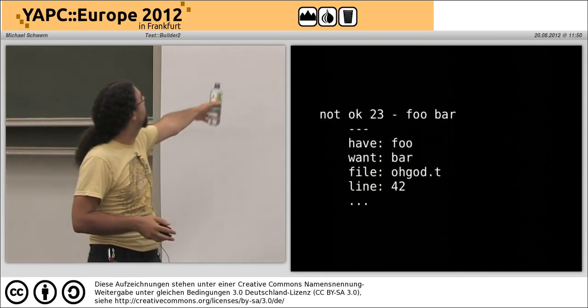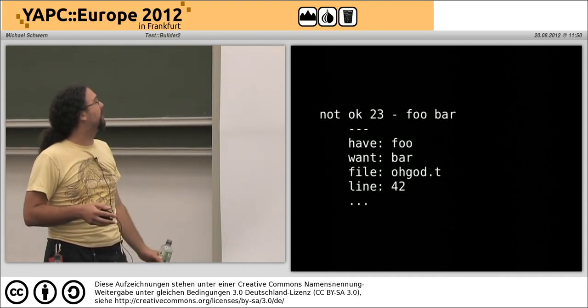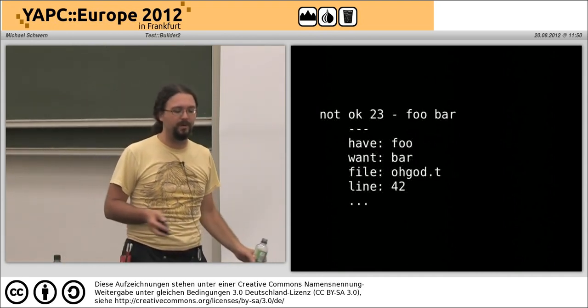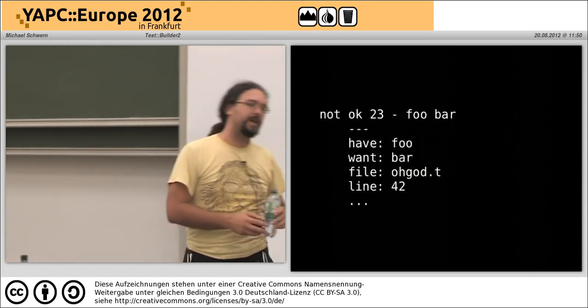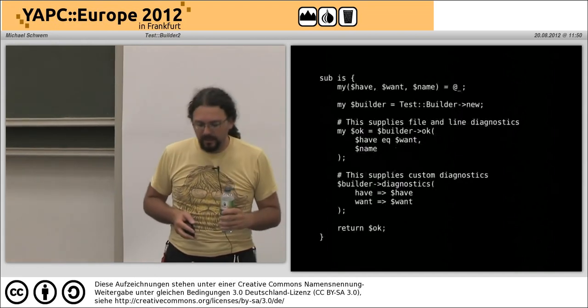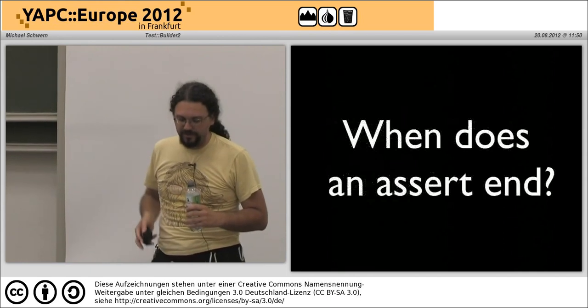And we really, really wanted this since the Oslo QA hackathon, where it can output YAML or JSON or whatever, and it's all structured, and something you can parse by machine. TestBuilder can't support that in its current design for four reasons that I'm going to gloss over. Mostly because we don't know when an assert ends.